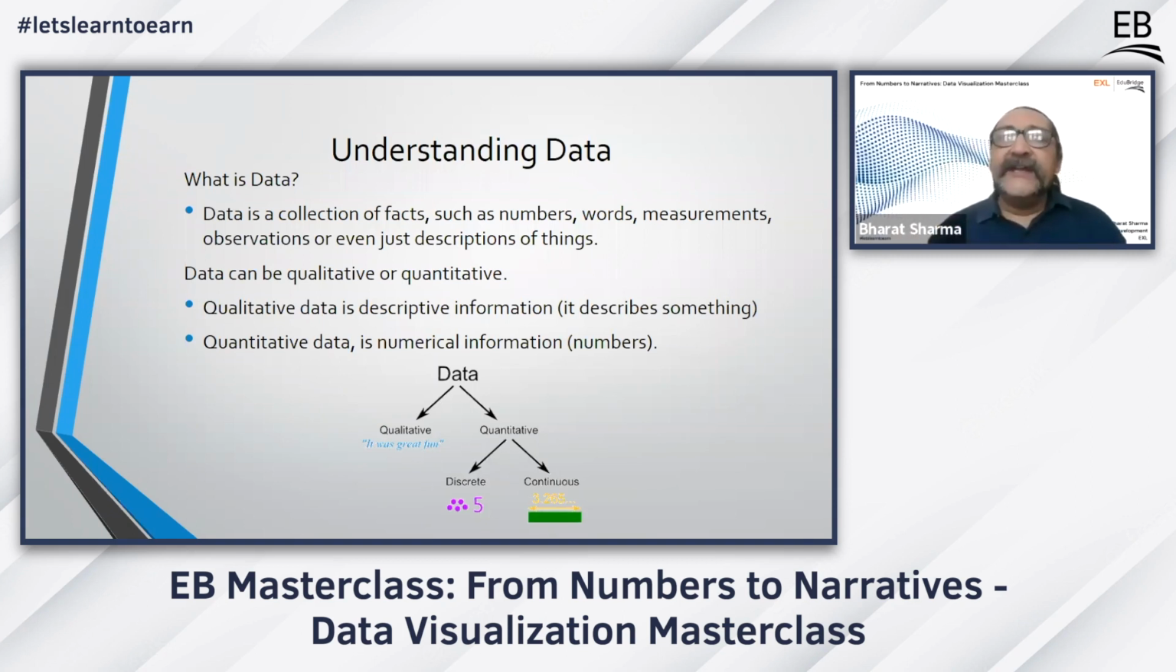But quantitative data gets further divided into two streams. One is called discrete and the other is called continuous. Let's look at some broad categories of discrete and continuous data, what these two are.